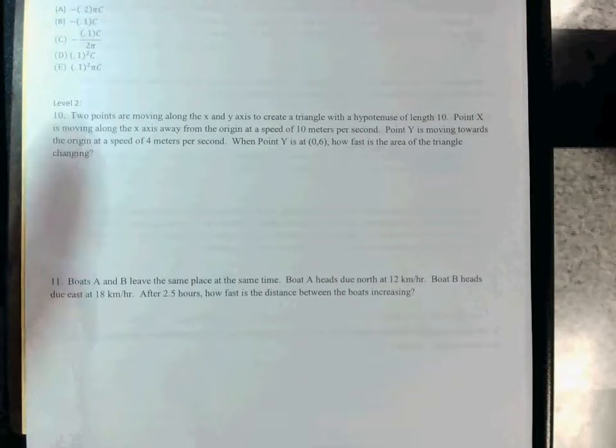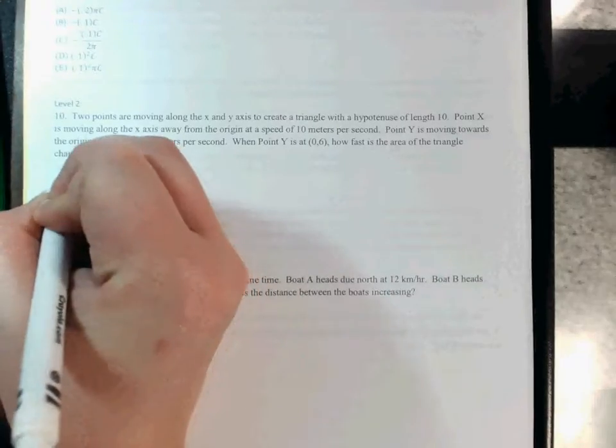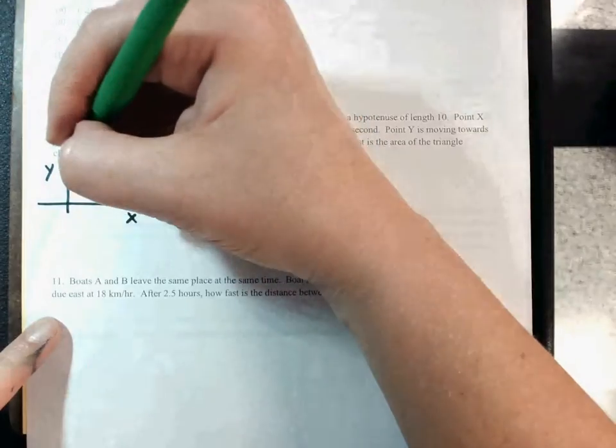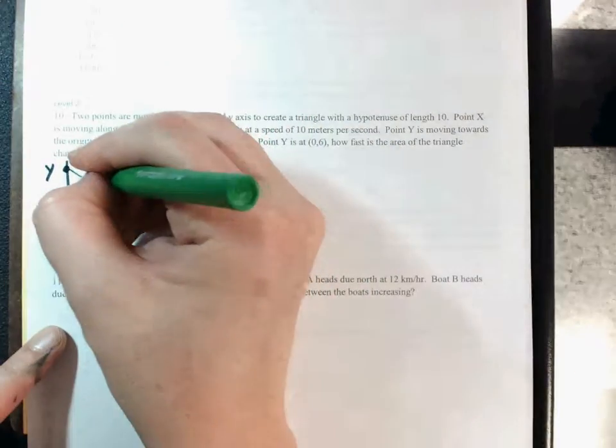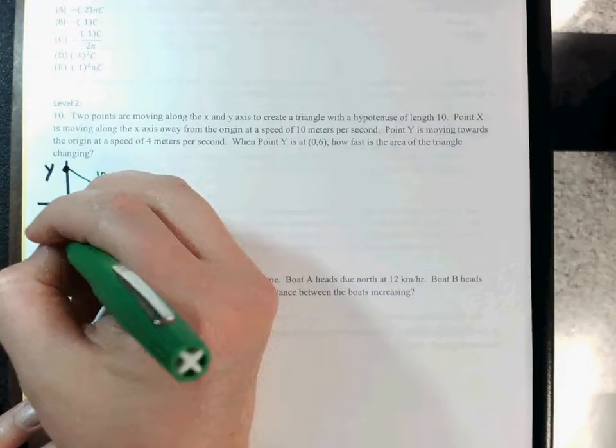Okay, number 10, it says 2 points are moving along the axis to create a triangle with a hypotenuse of 10. So here's the x-axis. Here's the y-axis. Now, how long is their hypotenuse always? 10. So x and y are both changing, but 10 is fixed. Okay, then it says point x is moving away from the origin at 10. Point y is moving towards the origin at 4. What is dx dt?